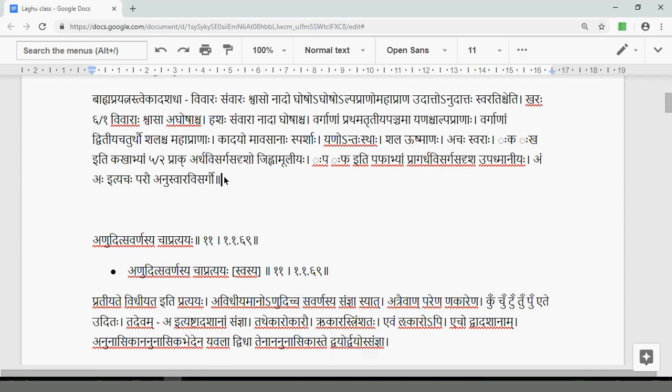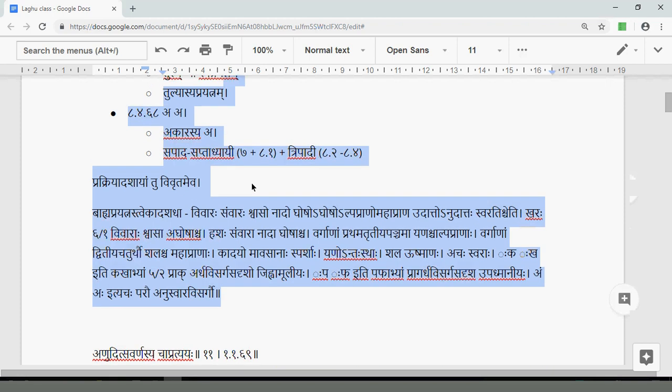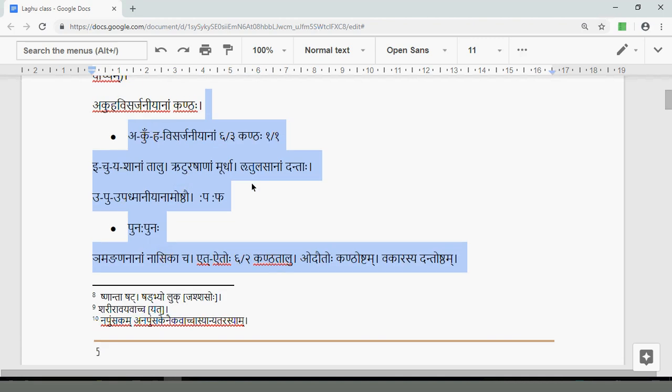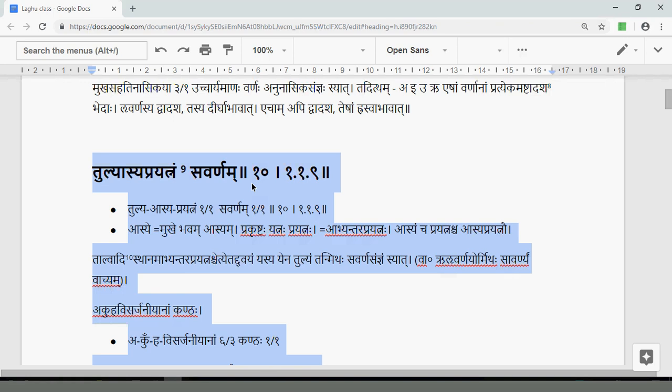So, anuswara and visarga. We spent the entire time on this sutra because it is important. Based on this, you will know what is savarna, and when a savarna adesha is given, or something is to be replaced, the closest in pronunciation, the sthana and the yatna, has to be found out. This is the most important sutra, and it is applicable across the sutra pata. It takes time to understand these technical words and how they are used. This will come in time.